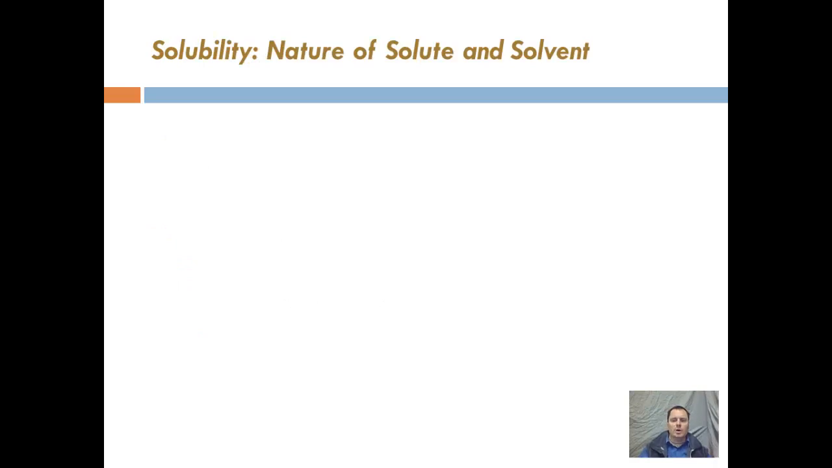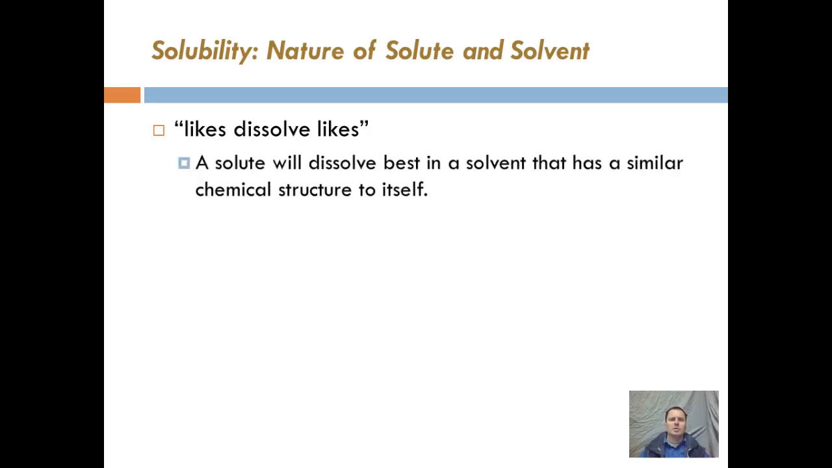Alright, so remember last time we talked about that not all solutes will dissolve in every solvent. It really depends on the chemical characteristics of each of those. So as a rule of thumb that we use to determine whether something's going to be soluble is this: likes dissolve likes. And what we mean by this is that a solute will dissolve best in a solvent that has similar chemical characteristics, chemical structure to itself.